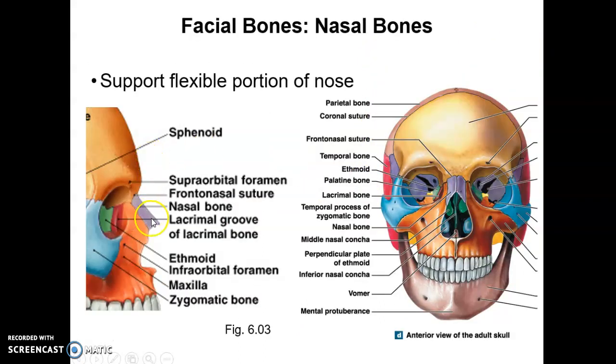The nasal bones, right here, anterior, above the nasal passages, so that forms the hard part of the nose, the bridge of the nose. Like your pads on your eyeglasses would sit right on that nasal bone. And it supports the cartilaginous, flexible part of our nose.